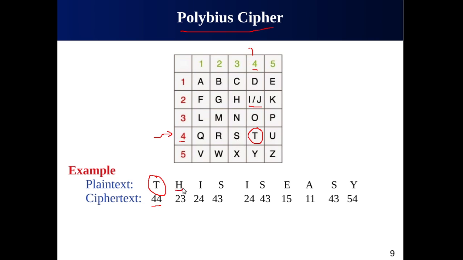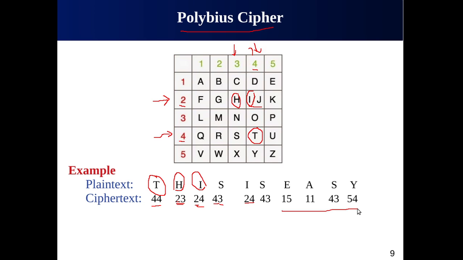Take the next alphabet, H. Where is H? Locate H. H is here. First find the row. The row number is 2. And the column here is 3. So 23 is the replacement for H. Now I. Here we have I. Row is 2 and column is 4. 2, 4. And same with the other letters.